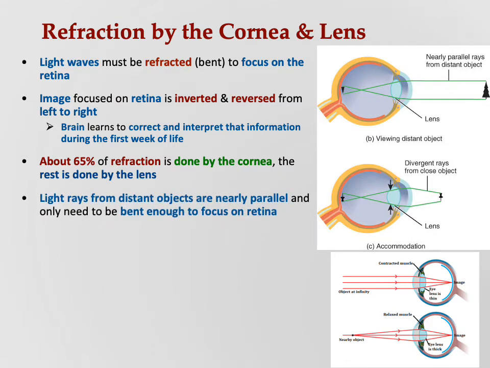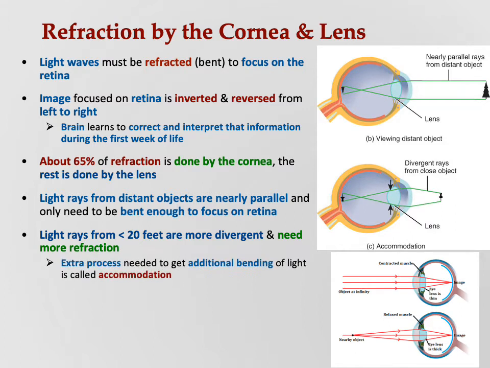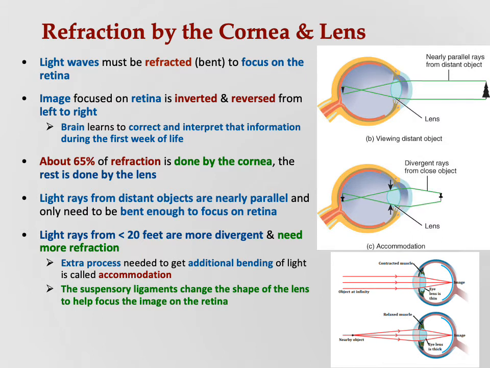So light rays from distant objects are roughly parallel, and they have to bend just enough to focus on the retina. Once you get under 20 feet, light rays are more divergent. You can see in the diagram there. Therefore, they need more bending in order to focus on the retina. So you need extra refraction, which is the bending of light, and that's where the lens comes in. That's called accommodation, and it's done by the lens.